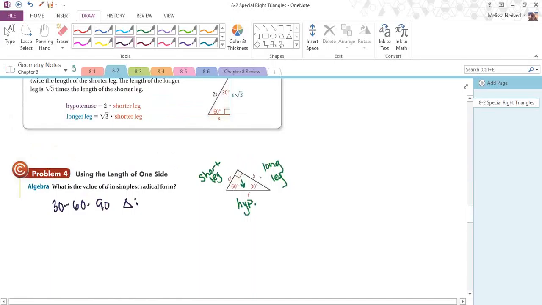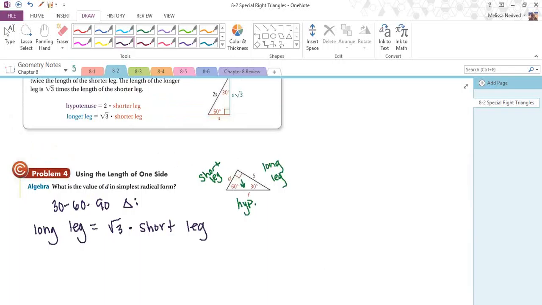I'm given the length of my long leg. So I'm going to choose this second formula here. Long leg equals the square root of 3 times the short leg. That first formula wouldn't have done me much good because I don't know the length of the hypotenuse at this time. So I couldn't have just doubled that. So I'm going to need to use the second formula.